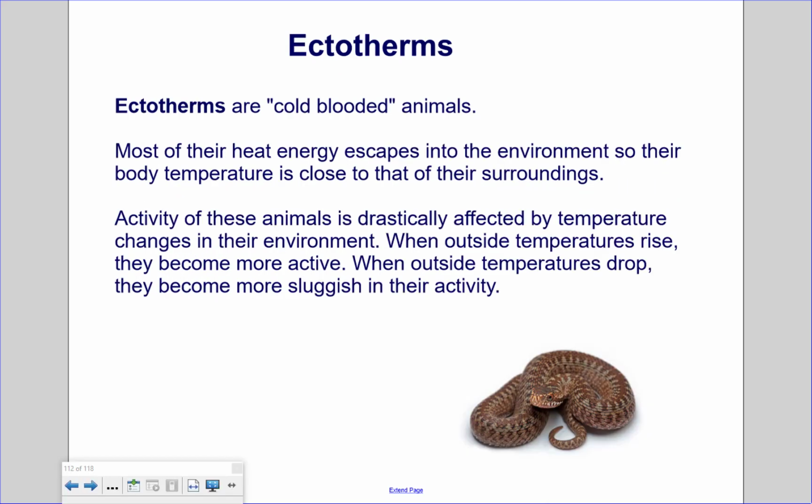Ectotherms. Ectotherms are cold-blooded animals. Most of their heat energy escapes into the environment, so their body temperature is close to that of their surroundings. Activity of these animals is drastically affected by temperature changes in their environment. When outside temperatures rise, they become more active. When outside temperatures drop, they become more sluggish in their activity. The disadvantage here is that if danger comes and they're feeling sluggish, they can't run away or escape.